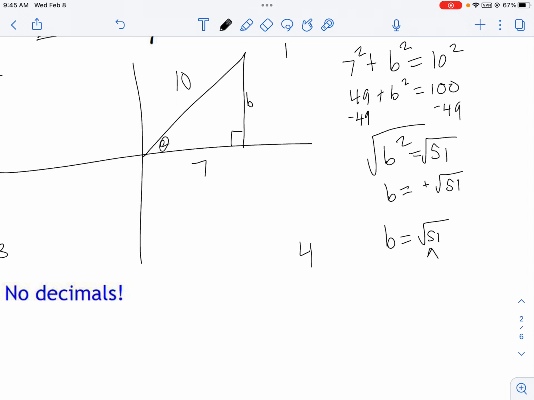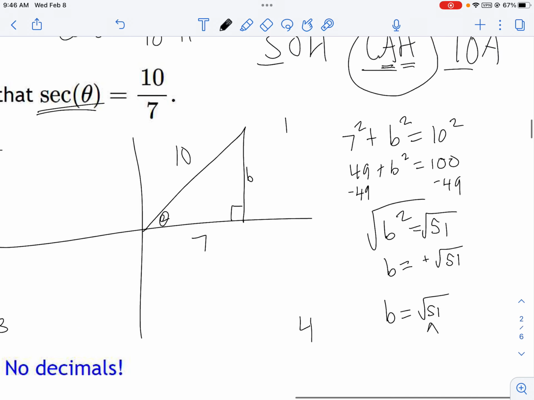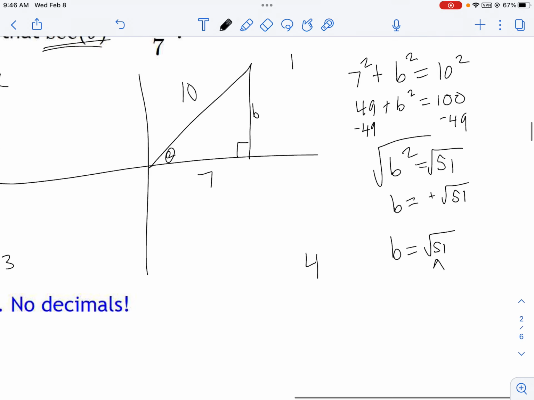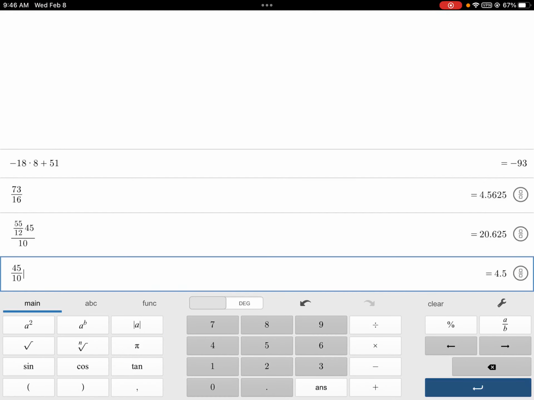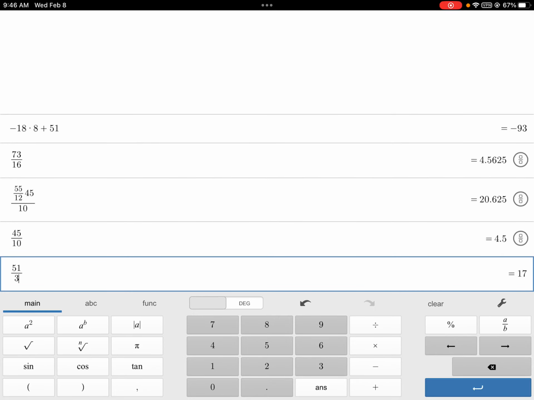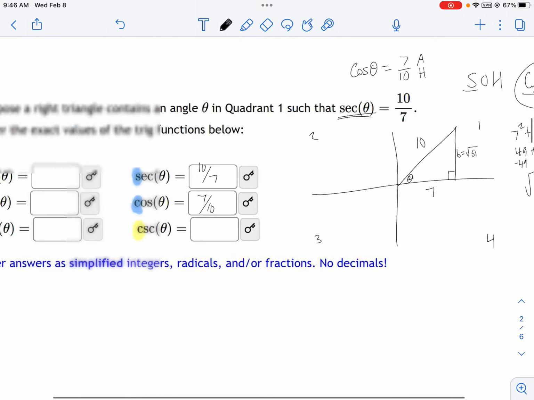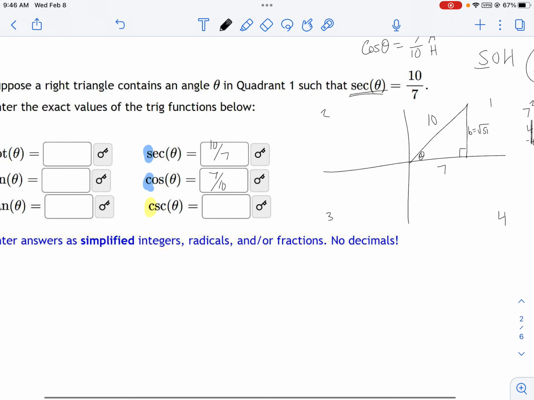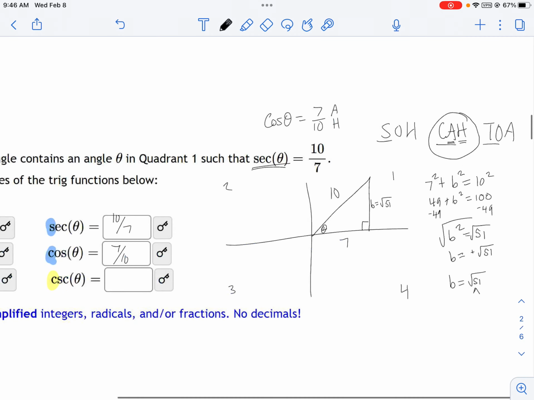Now 51 is not going to break down nicely. Does it break down? I believe it does. Isn't that 3 and 17, I think? Yeah, 51 divided by 3. But 17 is prime, which means root 51 can't be simplified, and it's your side over here. So now just fill in the information. Once you know your triangle, that's the hardest part. Now you just use your SOHCAHTOA to fill in the rest of it.